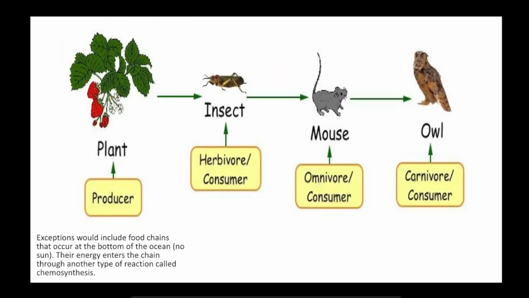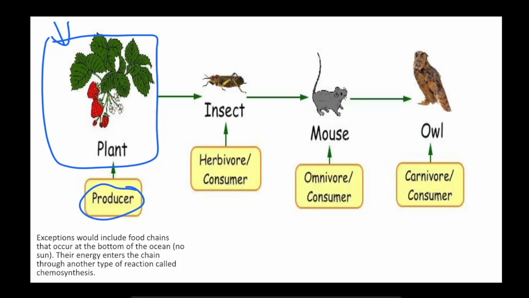So when we look at a food chain, it's all going to come back to plants, and then plants get all of their energy from the sun. We call these primary producers, the first producer in the food chain. And then everything after that is going to be some type of consumer, whether that's primary, secondary, tertiary consumers.